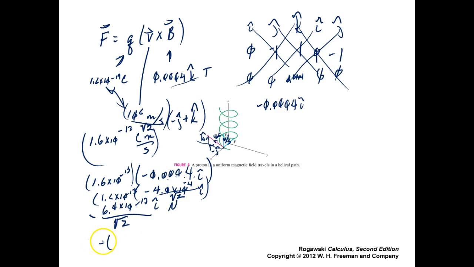Minus 6.4 divided by the square root of 2. Yeah, 4.5 approximately. We'll round to 4.5 times 10 to the minus 17th i. And that would be newtons.